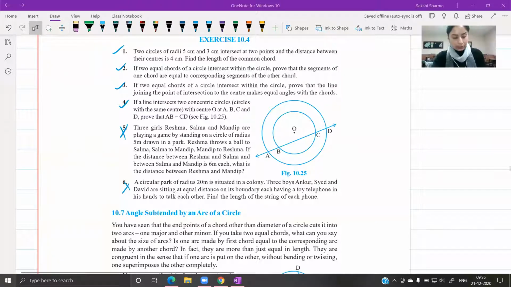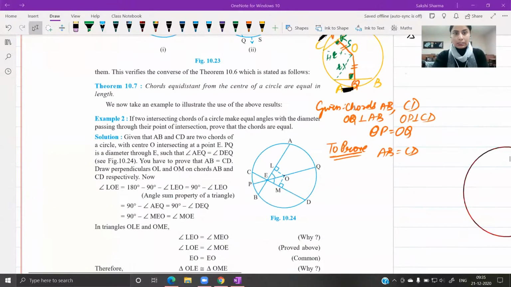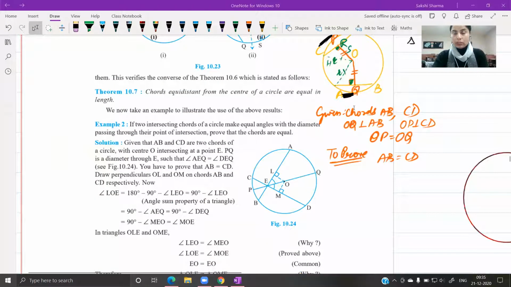We had started with chapter number 10. We have discussed a few theorems. Exercise 10.4, this is the one we have to start. The last time we were discussing this result, that the chords which are equal, they are equidistant from the center.